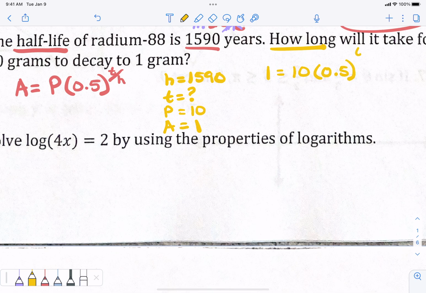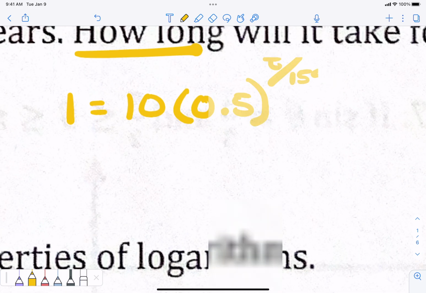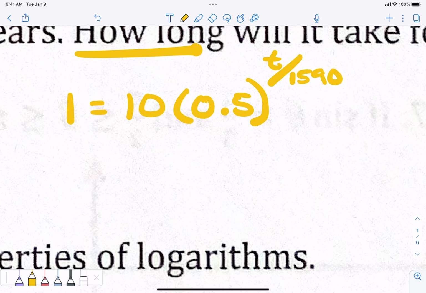To the T over 1590. Okay, everybody stop and watch, because I had a lot of you do this, and this is illegal. I've had people try to multiply these two together and get 5. No, one of them has an exponent and the other one doesn't, which means you cannot multiply those together. Do not do that. We have to divide the 10 over.